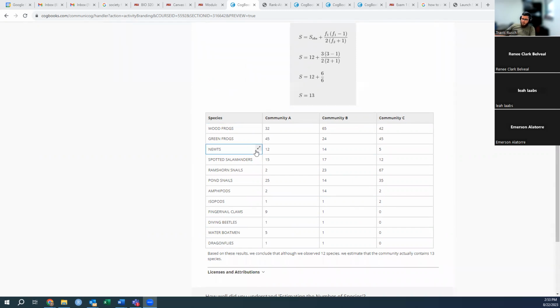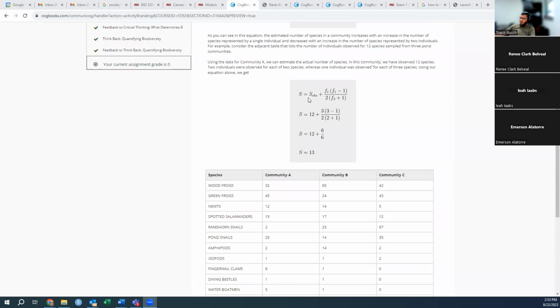their name essentially. Like in community C, fingernail clams doesn't have any observed. Yeah, so these, 1, 2, 3, these 4 species over here in community C had 0. So species observed for community C would be 8. All 12 species for B were observed, and all 12 for A were observed. So species observed values there would each be 12. So that's why we have here species observed in the calculation for community A, it's 12.